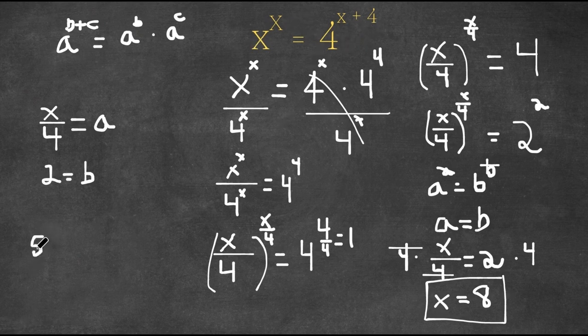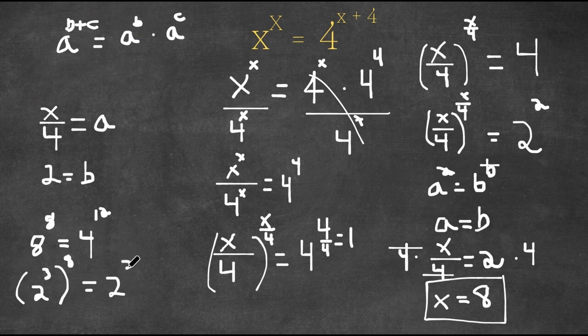Now, why don't we try plugging this into our equation? We have 8 to the power of 8 equals 4 to the power of 8 plus 4, which is 12. Now, 8 is equal to 2 to the power of 3, right? And we'll still have 8 to the power of 8. And this is equal to 4, which is 2 squared, still to the power of 12. Now, 8 times 3 is 24, and so is 12 times 2. So we know that these two are equal. So x equals 8.